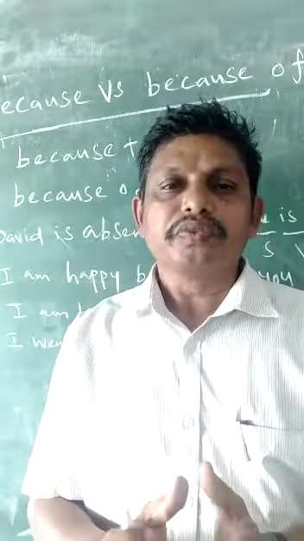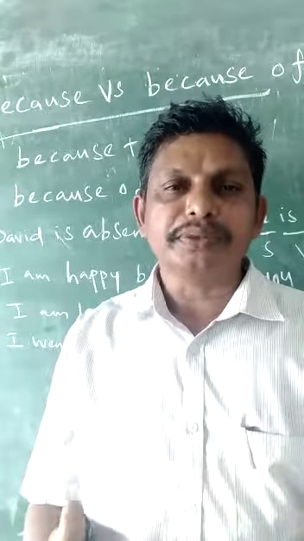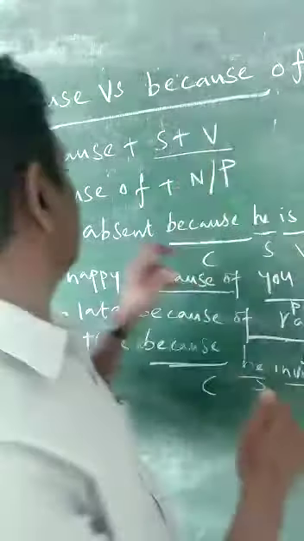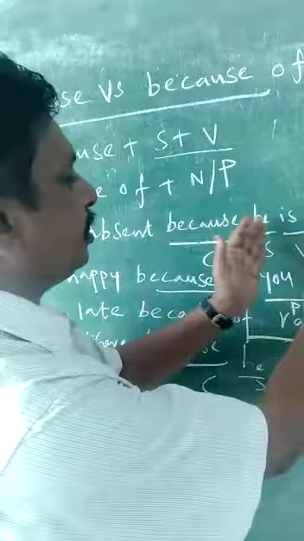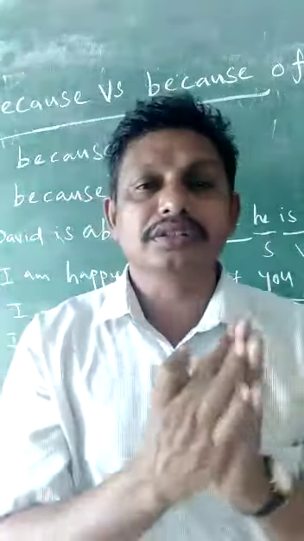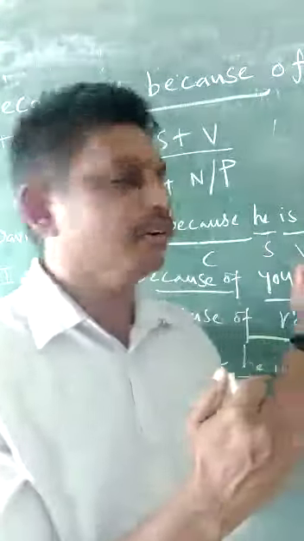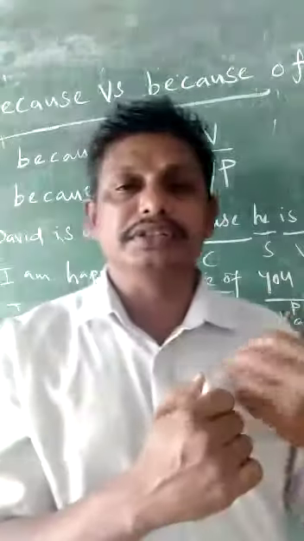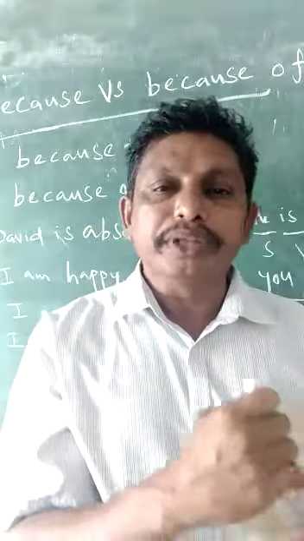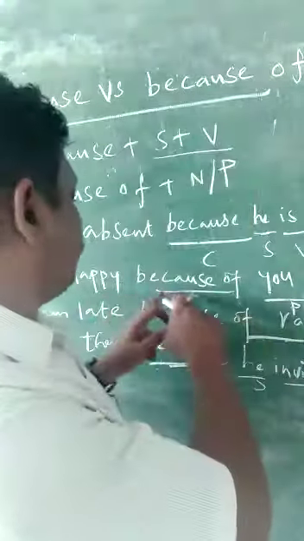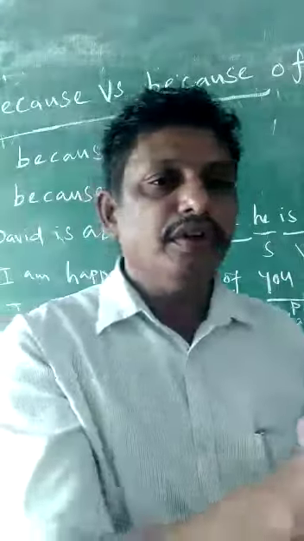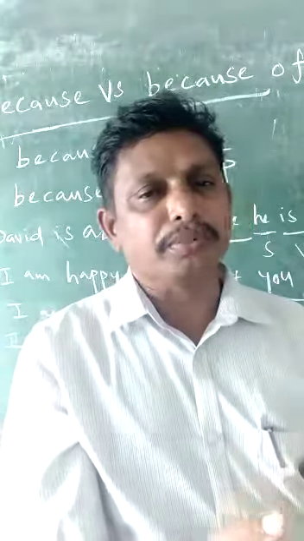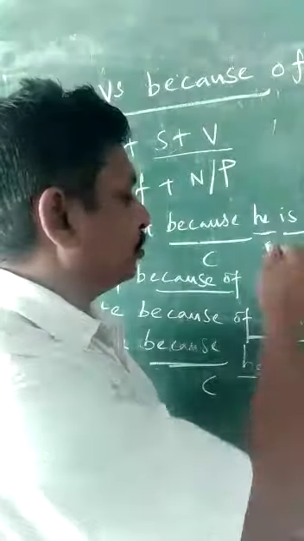So because connects two statements or two sentences. Here you see, David is absent, it is one statement. He is ill. Both these sentences are connected together with the help of the conjunction, that is because. And because of, you see, I am happy because of you. After because of, we always use only noun or pronoun. Here rain is a noun and you is a pronoun.